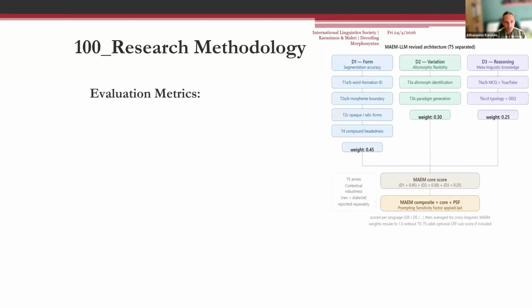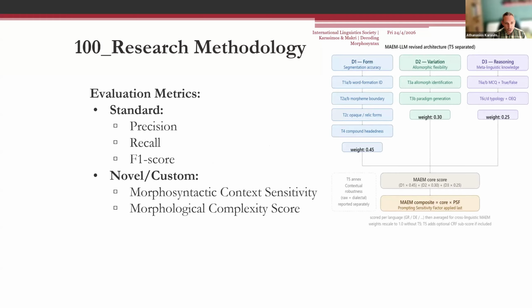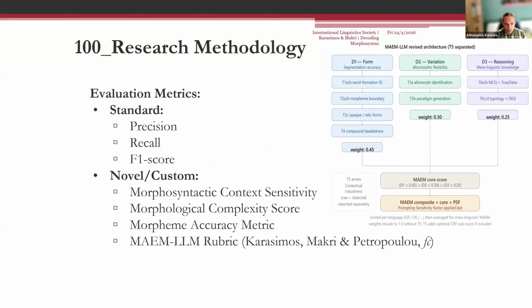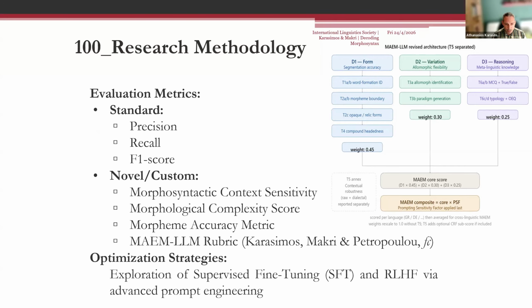And for our model, we use different kinds of evaluation metrics. The standard ones were precision, recall and F1 score. We also introduced a novel custom evaluation metric. As you can see, this is called the MIME LLM rubric. It is one of our forthcoming papers. And as you can see here, the structure is 3 different categories with 4 variations and reasoning and different weights for each of these categories, and we're going to see how we can use it in evaluation later.